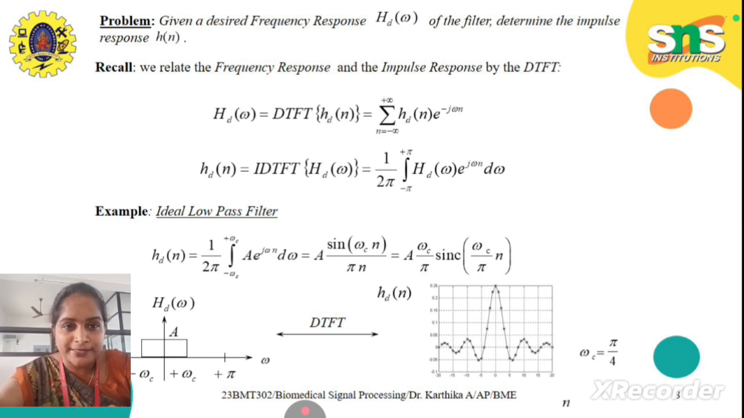Here the output becomes H d of omega, which is represented in terms of amplitude and frequency with a range of plus omega c to minus omega c. Here our theta value becomes plus omega c to minus omega c. And finally the inverse DTFT of H d of omega gives the value h d of n, which is an impulse signal. This example shows the figure for omega c equal to pi by 4. See the diagram, which is our output h d of n.